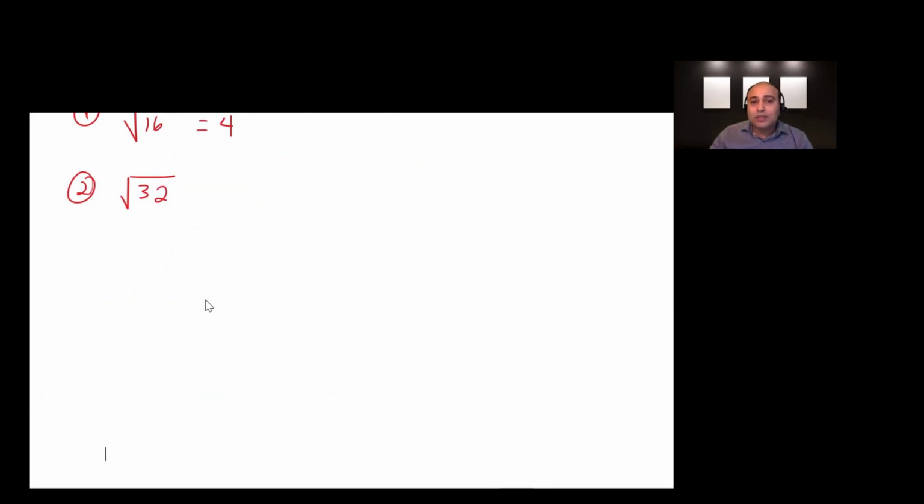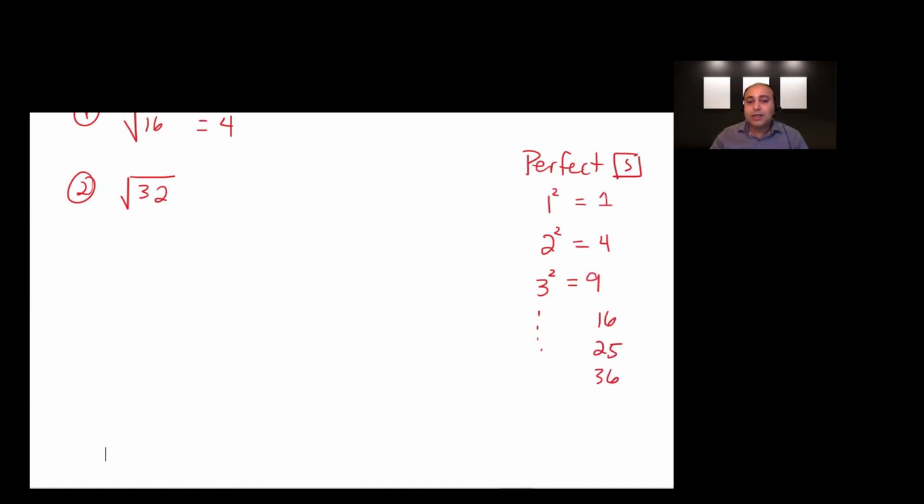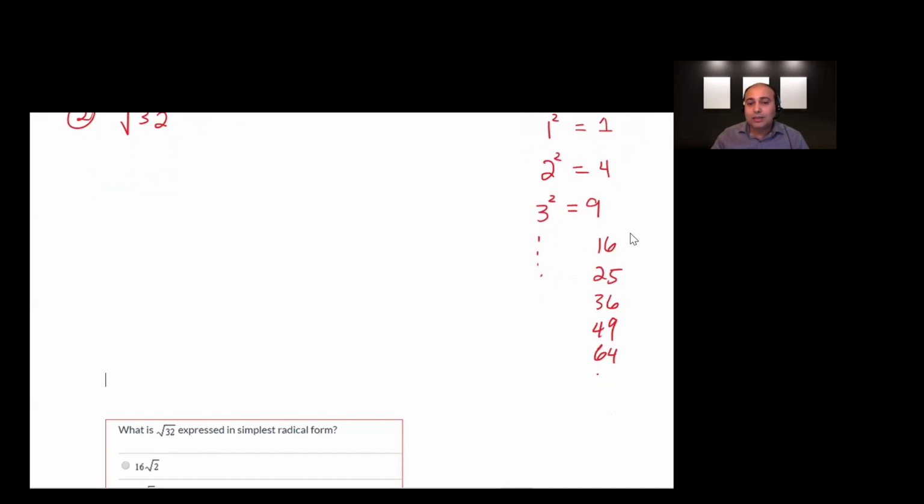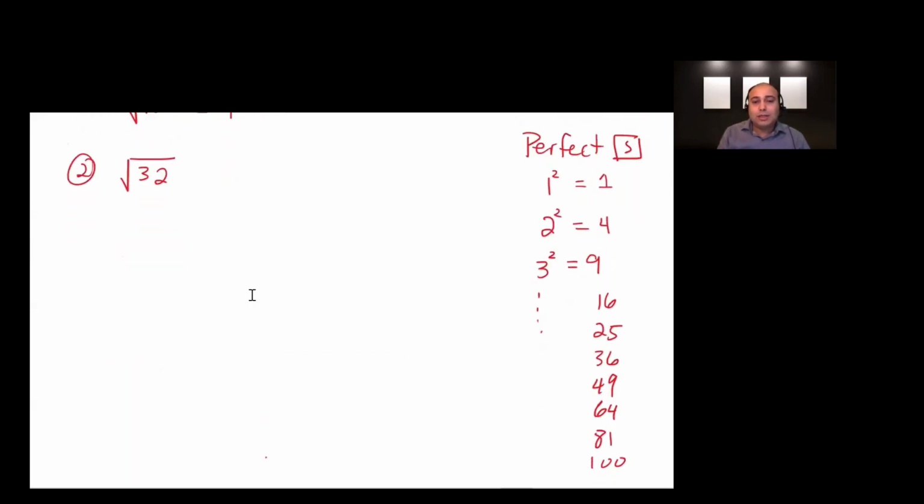So when I solve the square root of 32, first of all, I'll write down the perfect squares on the side here. I'll write down perfect squares like 1 squared, which is 1. I don't need this anyway, but I'm just going to write it here. 2 squared, which is what? 4. Good job. 3 squared, which means 3 times 3, which is 9. And if I keep going, the next one will be 16, 25, 36, 49, 64, 81, and 100. All right, so these are the perfect squares.